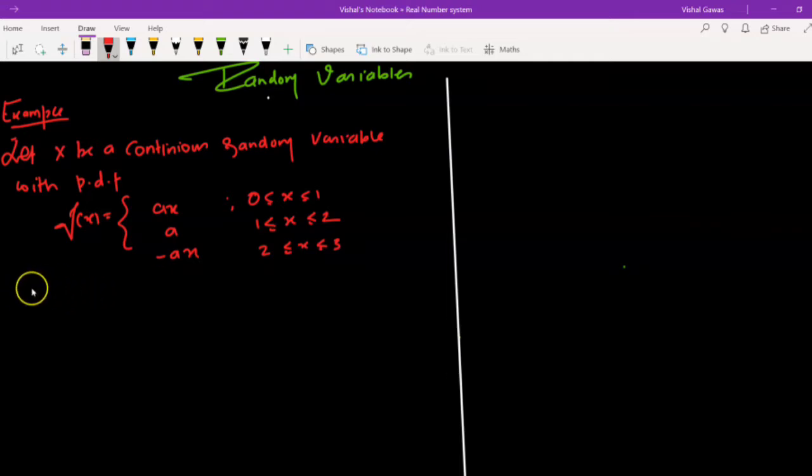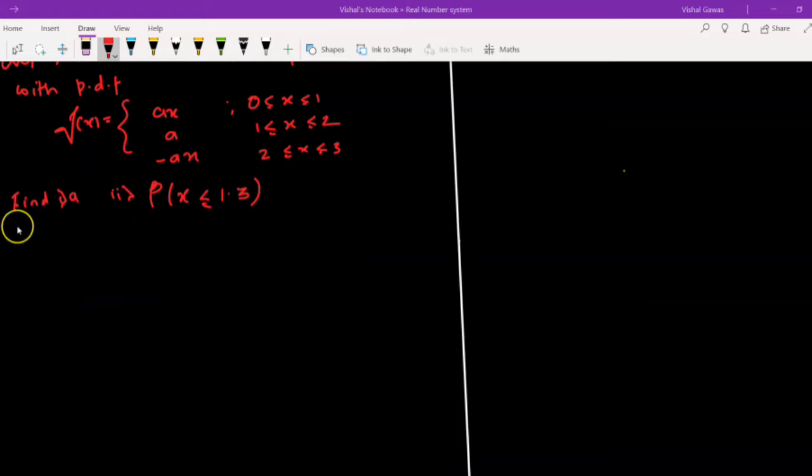What we want to check is: first of all, find a. Second, find the probability of x being less than or equal to 1.3. Well, let's do this quickly. So how do we do this?